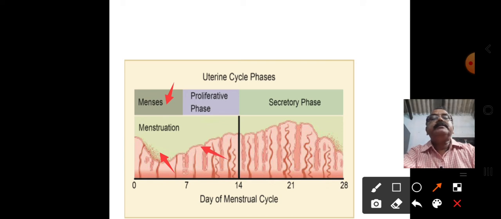Damaged tissue is then repaired. That phase is known as the proliferative phase. Then the other phase is the secretory phase, in which the hormone estrogen is secreted from the corpus luteum, and the proliferation reaches its peak in this phase, and the uterus is again ready for the process of implantation.